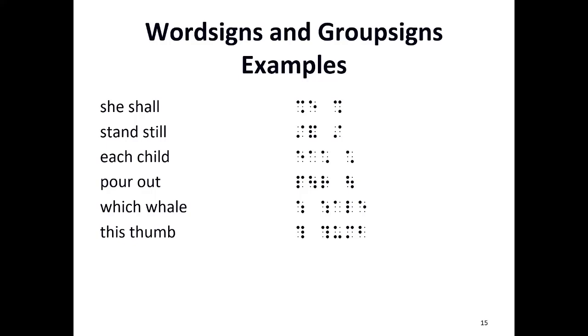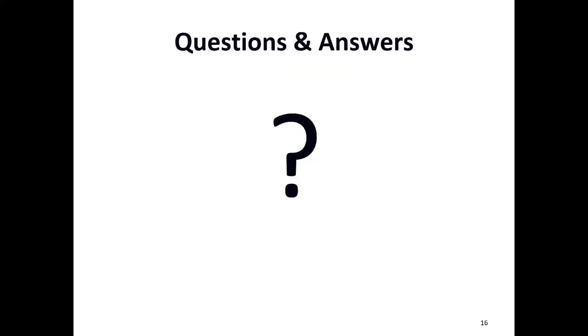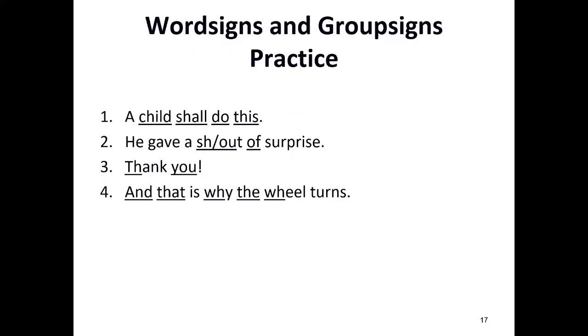Now the next one, stand still. We have ST with dots 3 in the lower left and dot 4 in the upper right. That is ST, and then that's A and D contraction that we talked about before. Space, and then ST again, and then more spaces. So now that contraction means the whole word still, and so on through this slide. More practice if you would like.